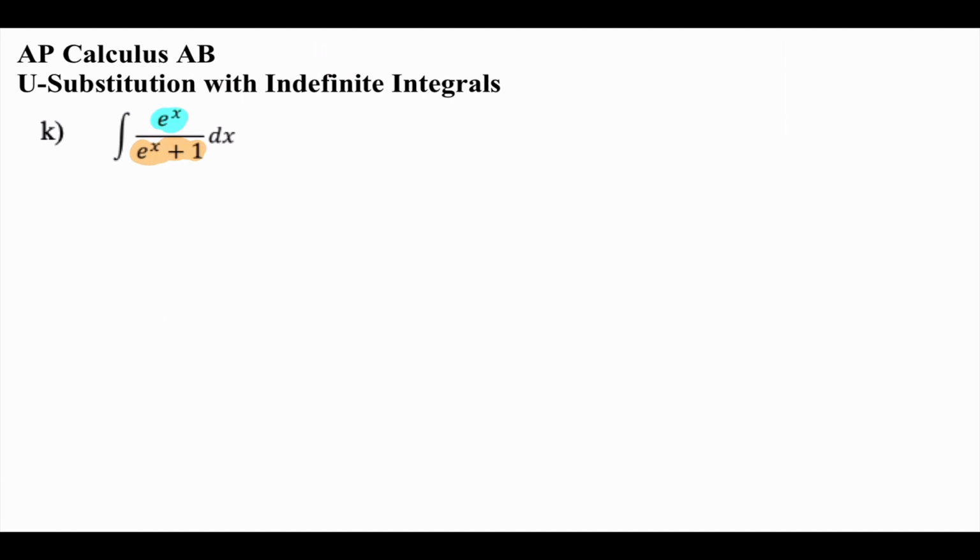I can break them up like I've been doing. All right? So I have two options. I have e to the x and e to the x plus 1. One of those is going to be my u. The other is going to stay. How do you know which one?